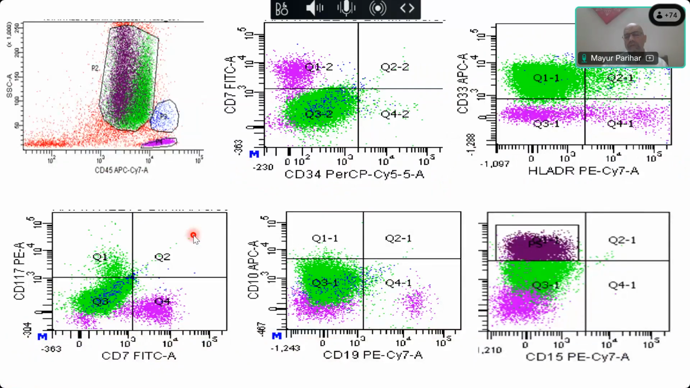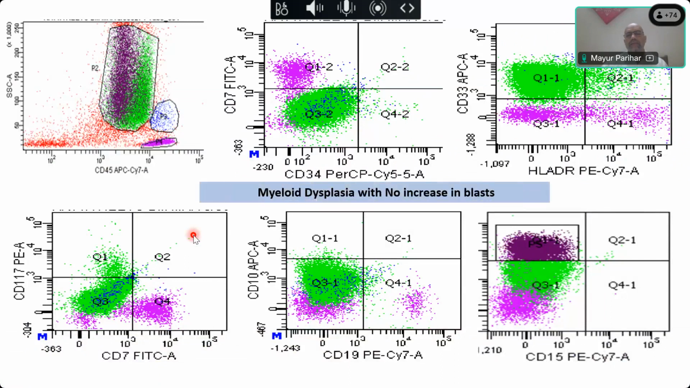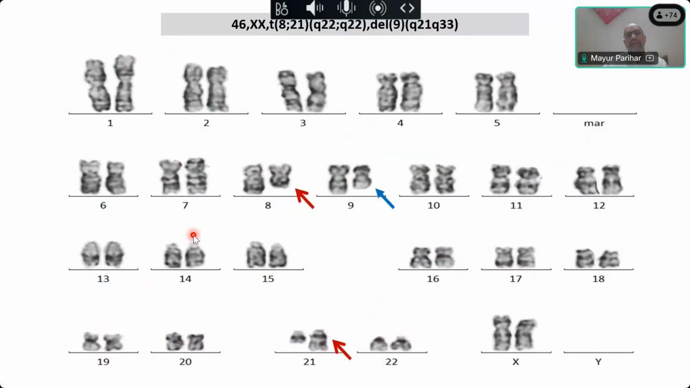A flow cytometry was done, which again didn't show any increase in the blasts, and there were myeloid dysplasia features on flow cytometry, but there was no increase in blasts. And when we did a karyotyping, we got a translocation 8;21 with deletion 9q. So as I said again, the presence of 8;21 is characteristic and diagnostic of acute myeloid leukemia.